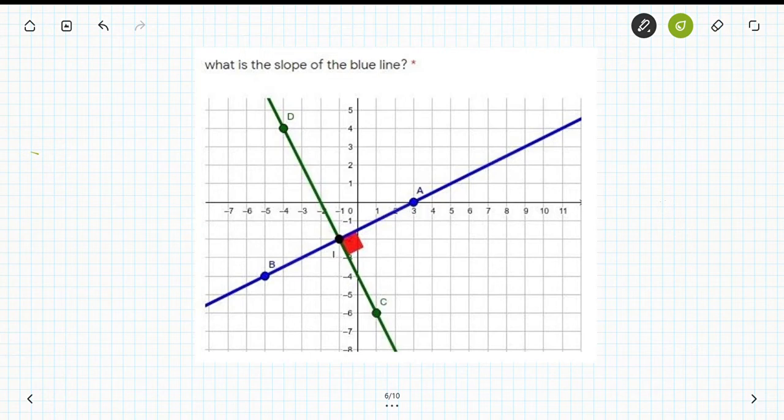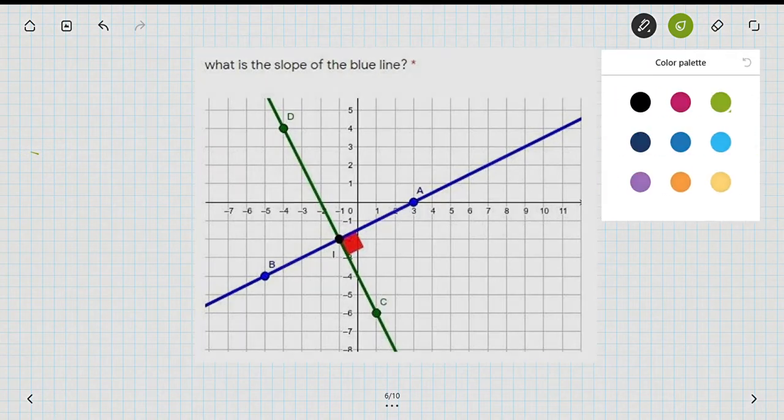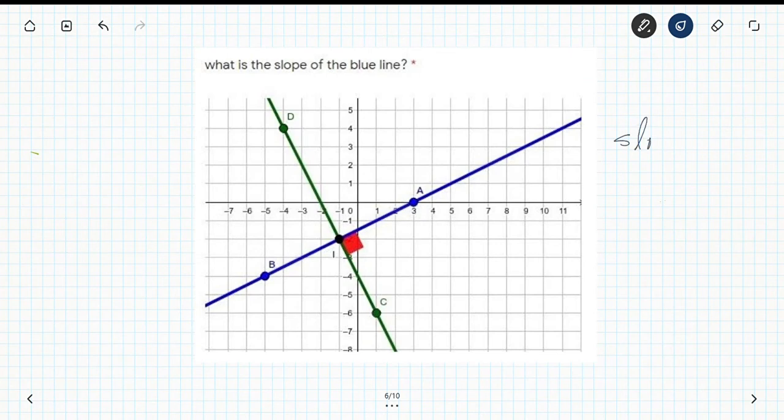Okay, so the first question is, what is the slope of the blue line? Let me use blue. We know that slope is going to be equal to rise over run, okay? And so with this one, first I'm going to rise from B, so it's going to be 1, 2, 3, 4. So I rose 4, okay? And notice how it's positive because I went up, okay? And then how many did I go to the right? It's going to be 1, 2, 3, 4, 5, 6, 7, 8. So I ran 8, okay?